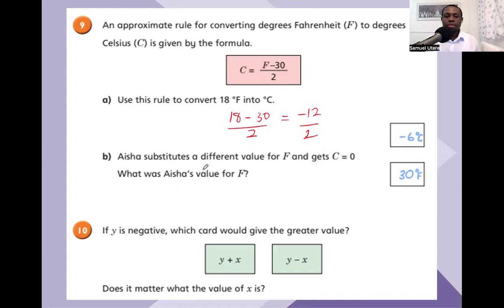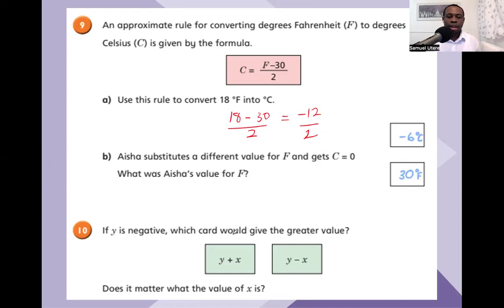Aisha substitutes a different value for Fahrenheit and gets C equal to 0. That's the temperature measured in degrees Celsius. What was Aisha's value for the Fahrenheit? It has to be 30. Why? Because 30 subtract 30 is 0. 0 divided by 2 will be 0. So it has to be 30. Okay. Next for question 10, the answer is right there.